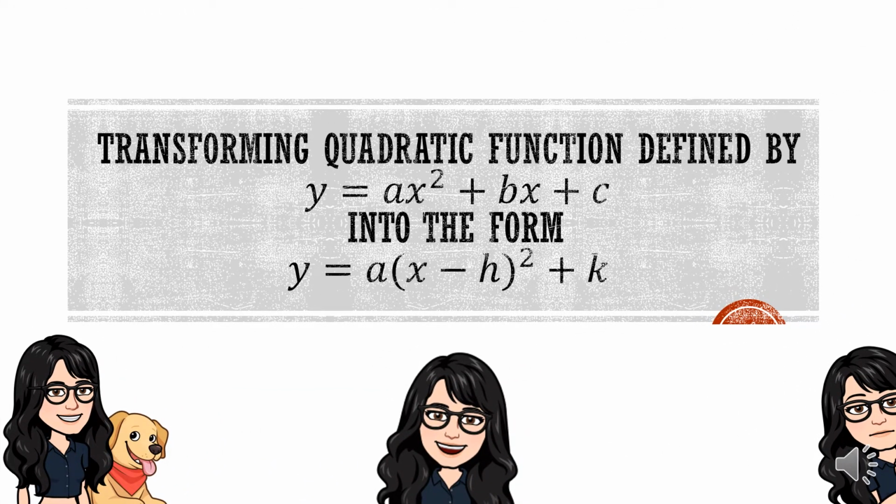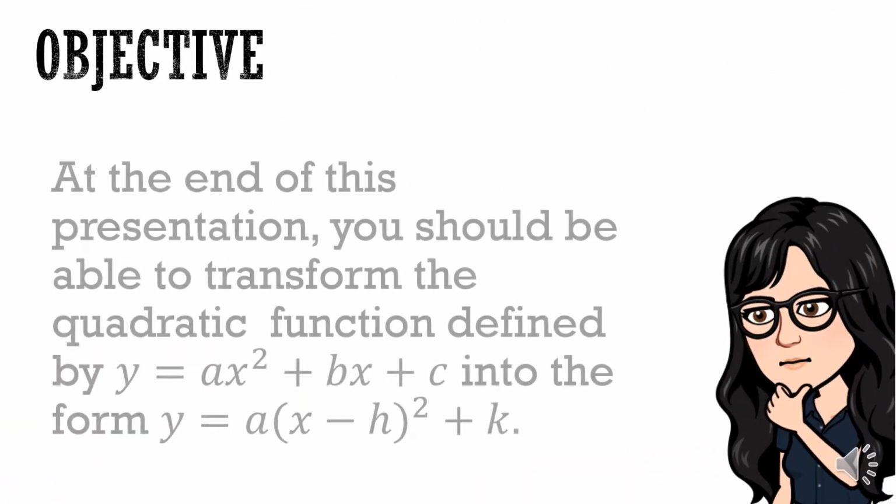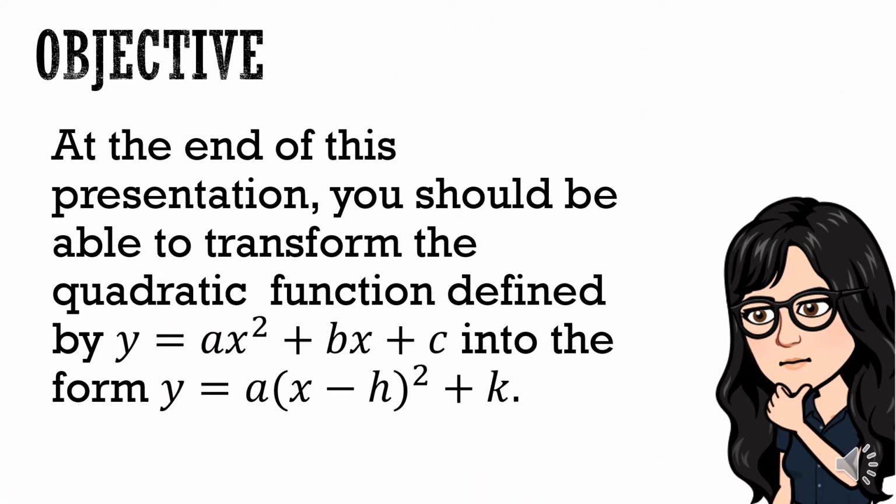Transforming quadratic function defined by y equals ax squared plus bx plus c into the form y equals a times the quantity x minus h squared plus k. Our objective: at the end of this presentation, you should be able to transform the quadratic function defined by y equals ax squared plus bx plus c into the form y equals a times the quantity x minus h squared plus k.